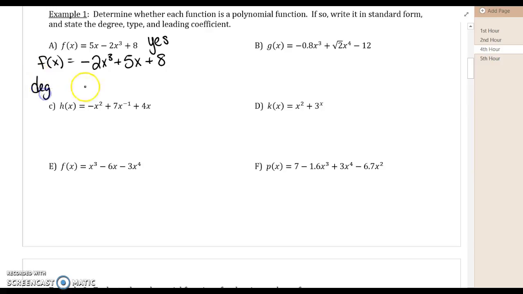Now we need to identify the degree, the type, and the leading coefficient. What is the degree of this function? 3. And a third degree means it's what type?